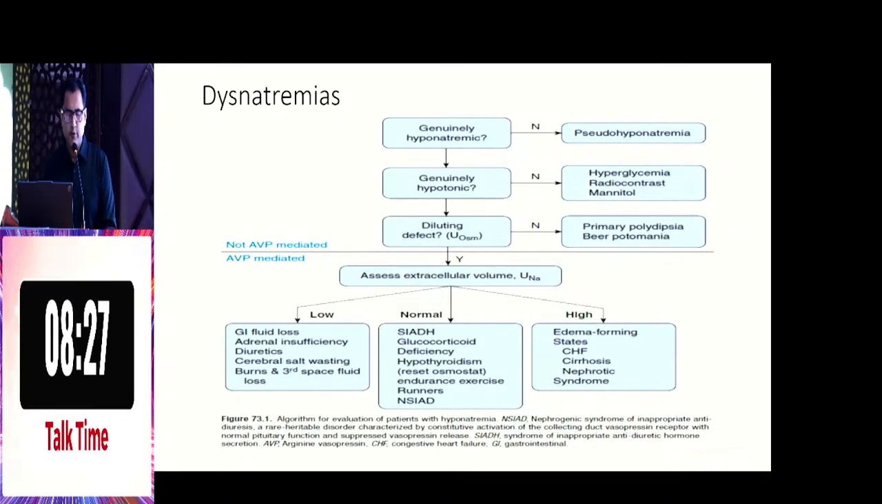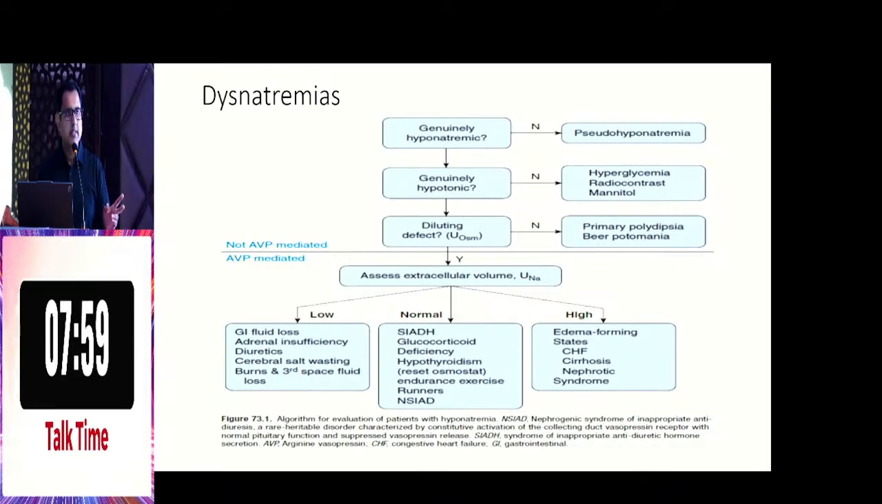Now, in hyponatremic cases we first have to see whether the patient is genuinely hyponatremic or not. So we have to rule out pseudohyponatremia, which we see if the patient has paraproteinemias or high lipid levels. Second, we have to measure the plasma osmolality, to see whether the patient is genuinely hypotonic. If the patient has hyperglycemia, or radio contrast or mannitol is given, these patients can have hyponatremia, but usually the plasma osmolality is high.